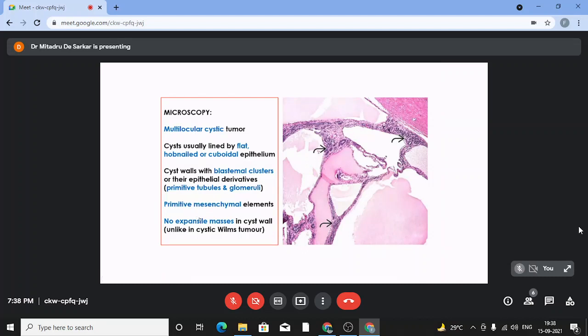It will be a multilocular cyst. The cyst will be lined by flattened to hobnailed epithelium. But what's more important is what is going on in the septae which are thickened. So you get the blastemal clusters over there, you get primitive tubules, glomeruli, as well as the primitive mesenchyme. Again, there should not be any expansile masses in the cyst wall, because if you see even a single solid focus within the cyst wall, it becomes a cystic Wilms tumor and is not a CPDN anymore.